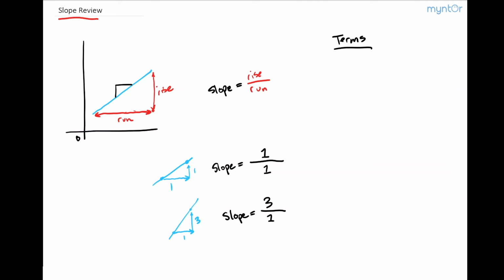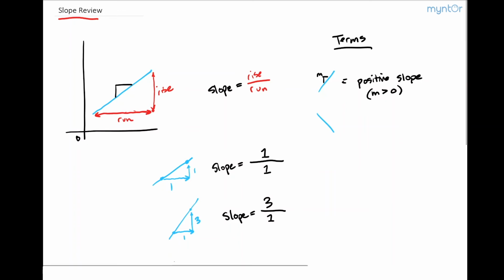And so if we have a line that perhaps looks like this, we would say that this has a positive slope. Or if we call the slope here m, we would say that m is greater than 0. Likewise, if we have a line that goes down like this, and the slope of that, we'll call that m, we would say that that line has a negative slope, or m is less than 0.